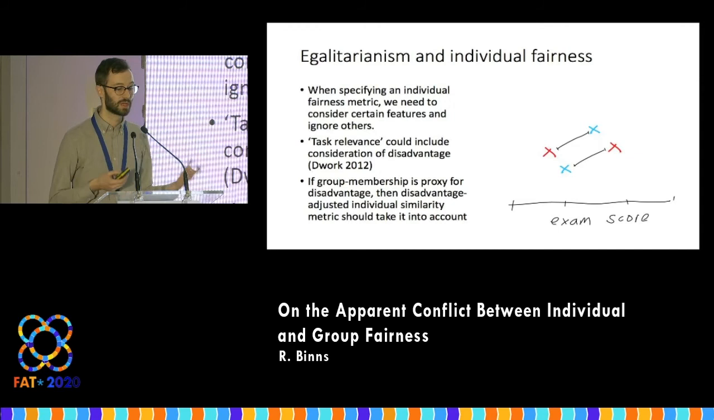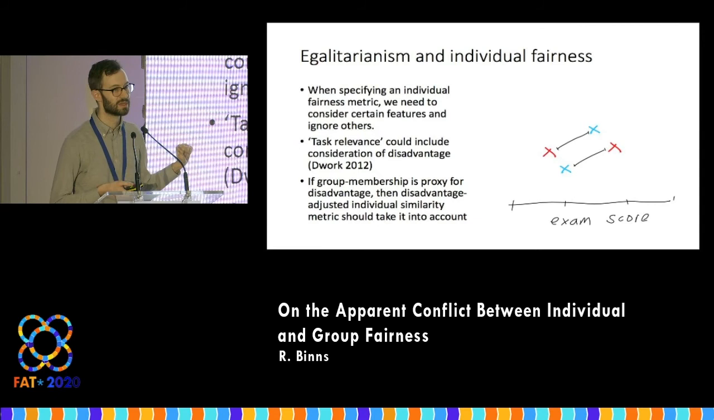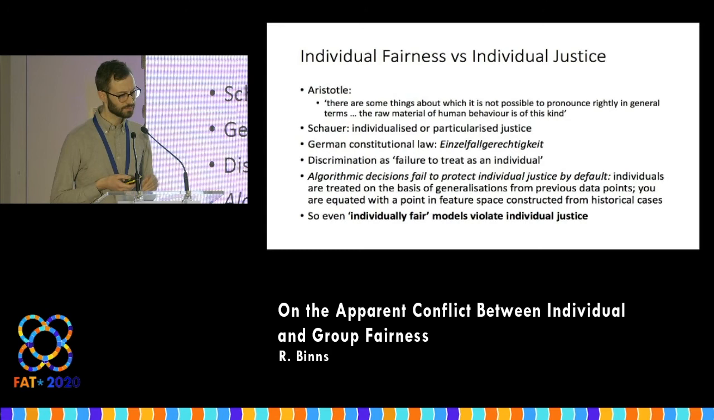So maybe if we just consider exam scores, the distance between the pairs of individuals looks like this, but when we factor into our account that the red population has some kind of structural disadvantage, maybe the distances are more like this. So you might be thinking, well, hang on, isn't the good thing about individual fairness that it's focusing on individuals and not on groups?